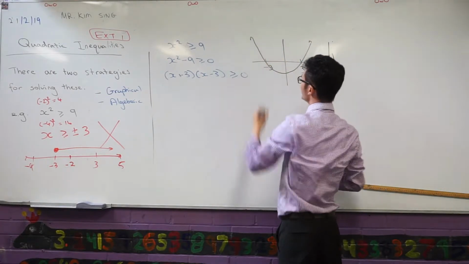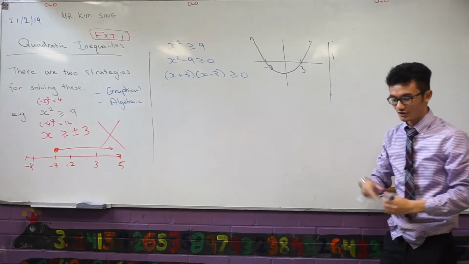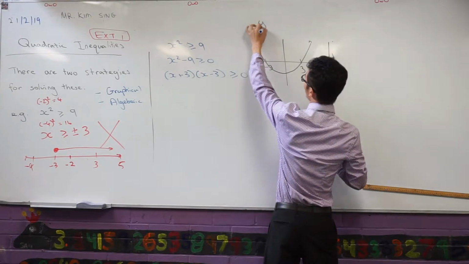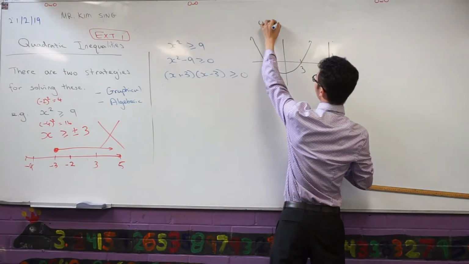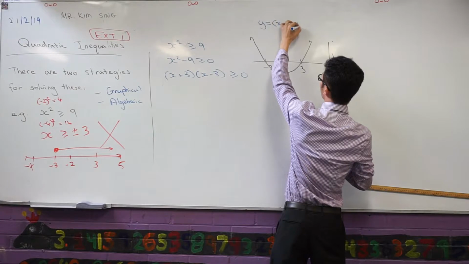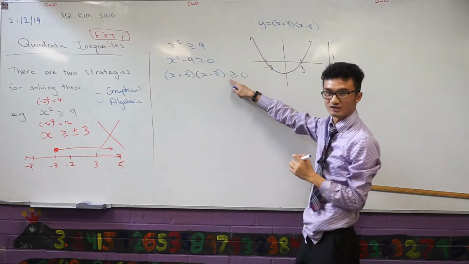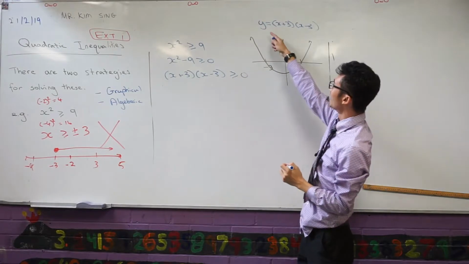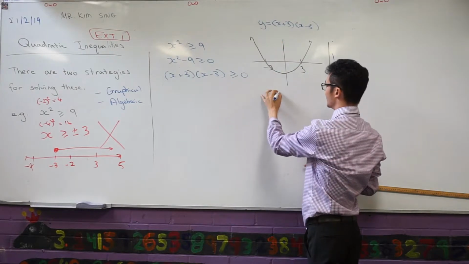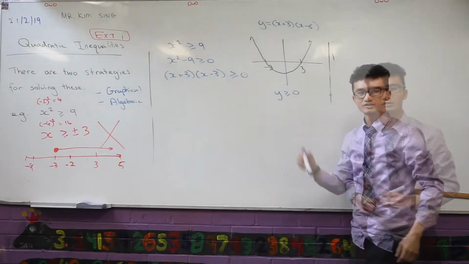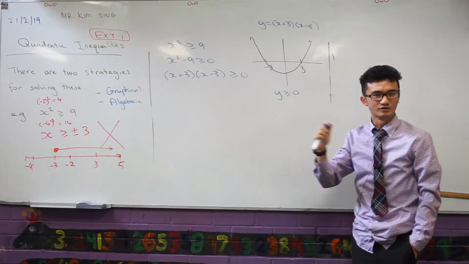Okay, now why is this helping us to answer the question? Usually when you see your equations, there's something like this: y is equal to this thing here. What do you think it means if I'm now asking for this thing greater than or equal to 0? Or essentially I'm asking for when y is greater than or equal to 0. What does it mean for y to be greater than or equal to 0?